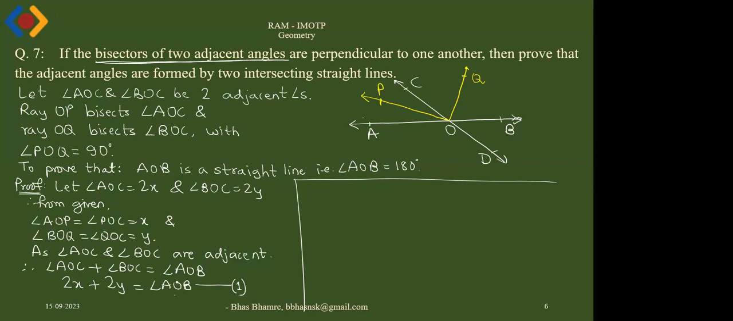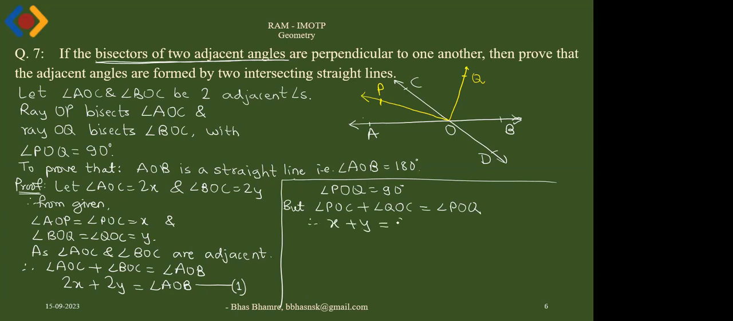So we have now, angle POQ is 90 degrees, but POQ can be stated as angle POC plus angle QOC is equal to angle POQ. So we have the statement that angle POC plus angle QOC is angle POQ, and therefore we have x plus y is equal to 90 degrees, because POC is x and QOC is y.